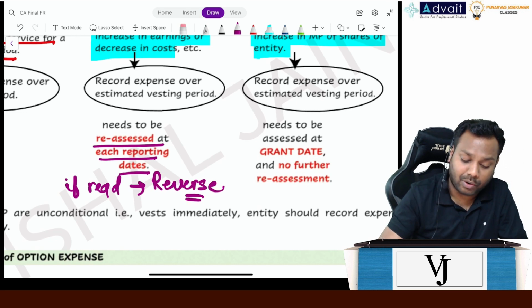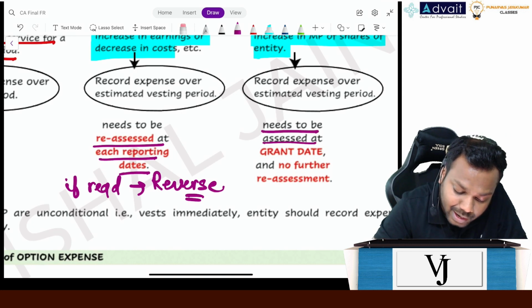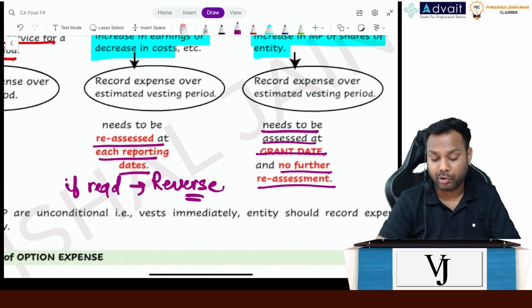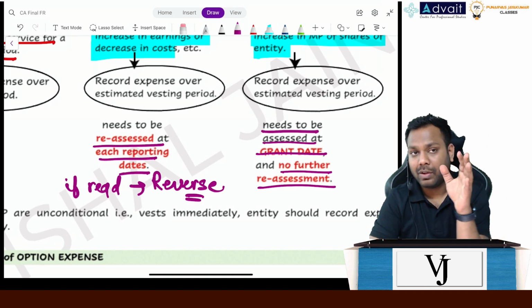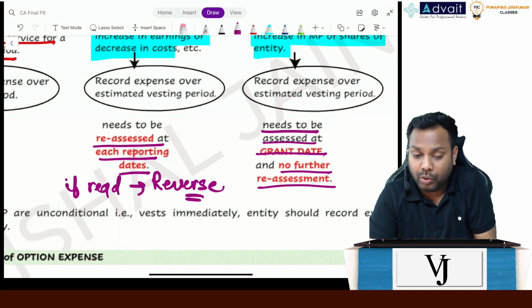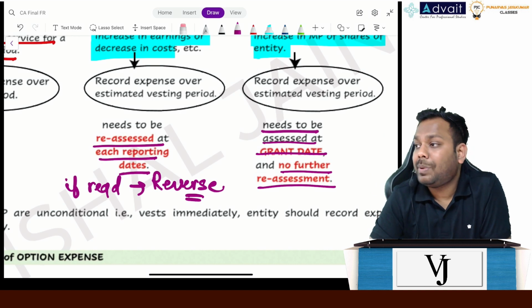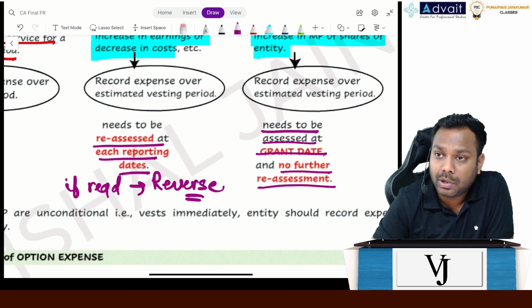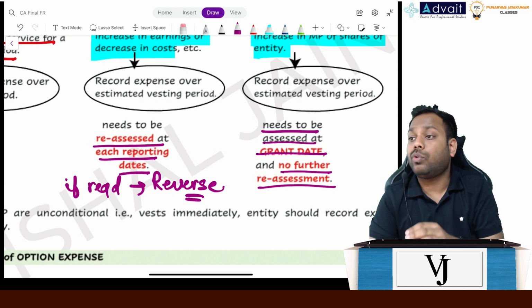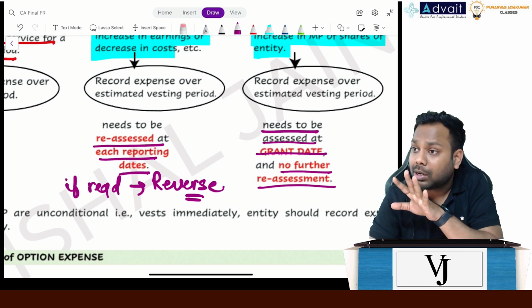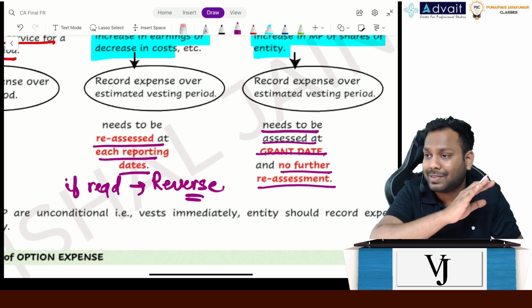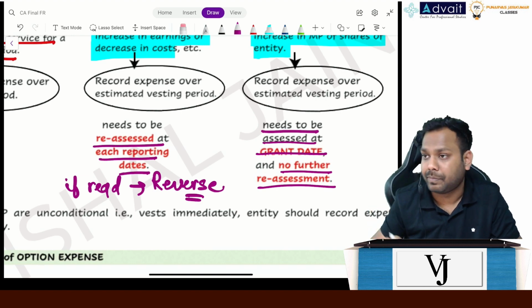Now, this needs to be assessed at the grant date, and no further reassessment is required. Yes, it might be when the vesting period is over that you get to know the vesting conditions have not been satisfied and the ESOP will not be issued. Then whatever reserve or liability you have recognized, you might have to reverse, but not during the vesting period. During the vesting period, you will record the expense in a normal manner. Is it clear, everyone?